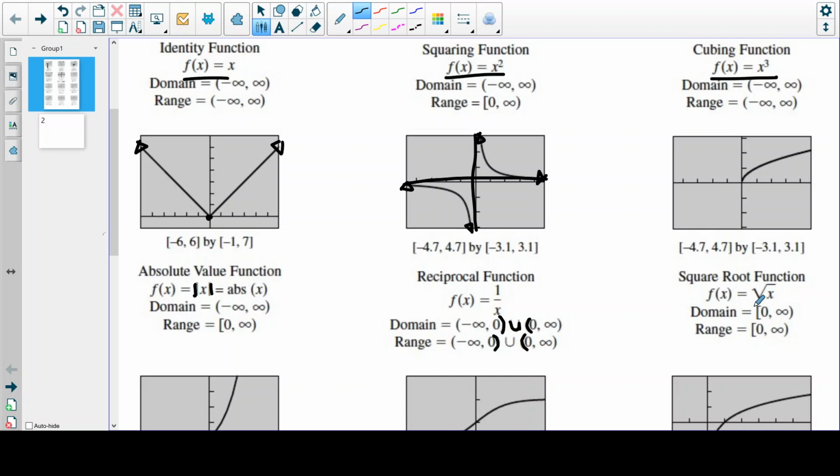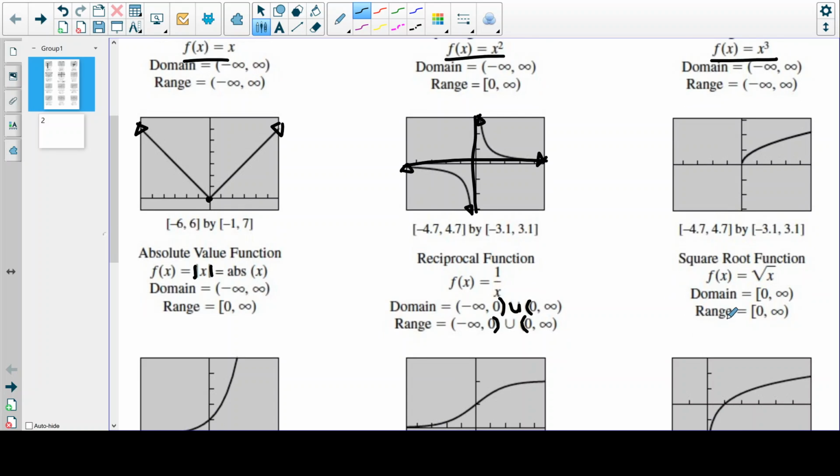All right, so there's number 5. There's number 6. This is a square root function, and basically it doesn't have any values that are less than 0. So the domain goes up to 0, includes 0, but doesn't have any values that are less than 0, and it sort of just goes like that.